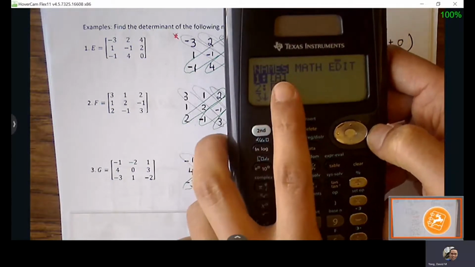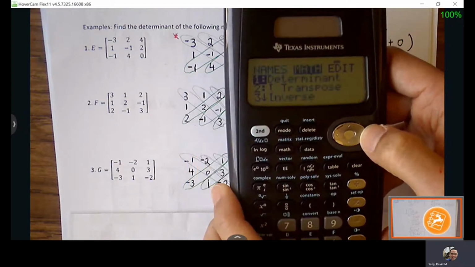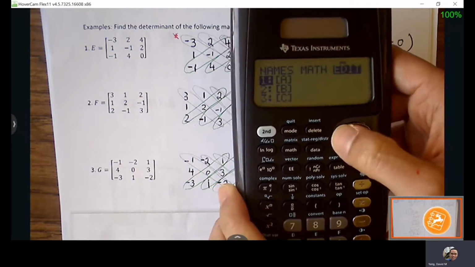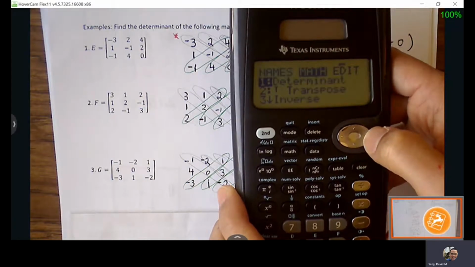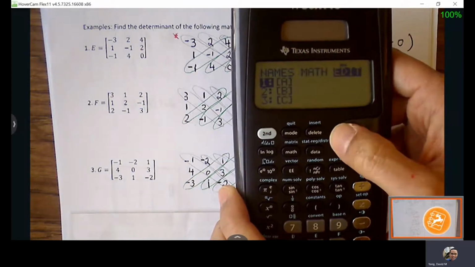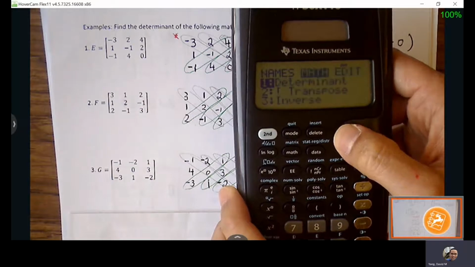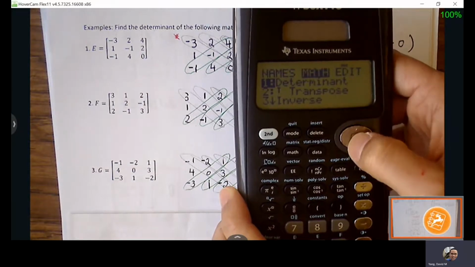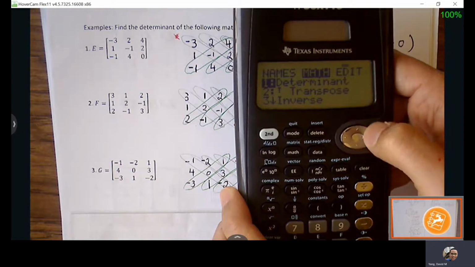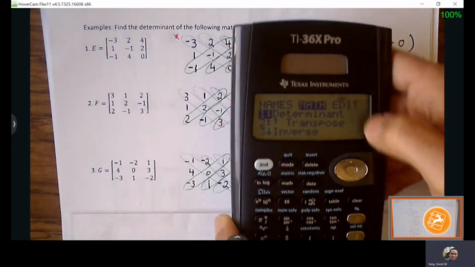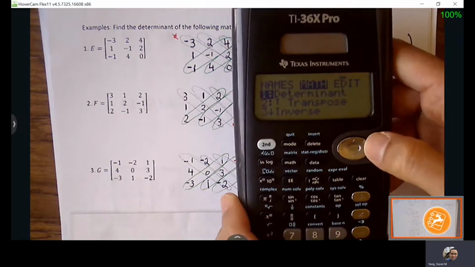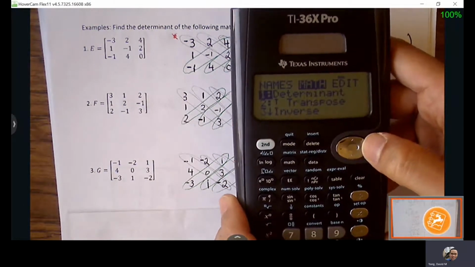So now you see names, math, and edit, right? At the top you have 3 headers here: names, math, and edit. So under math, you're going to see determinant, inverse. Those will come in handy. I know that if you don't have a 36 Pro, it's not showing up. So I'll try to let you borrow one once I get through this.